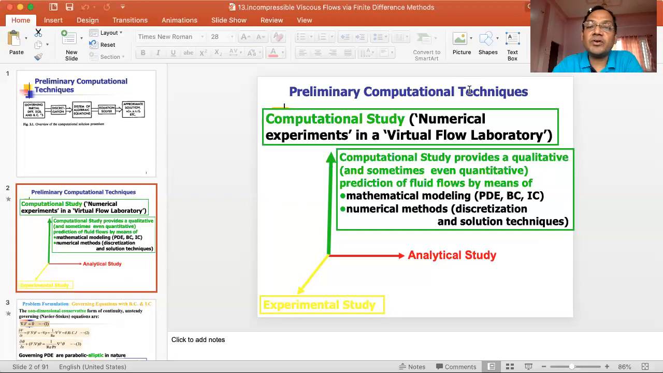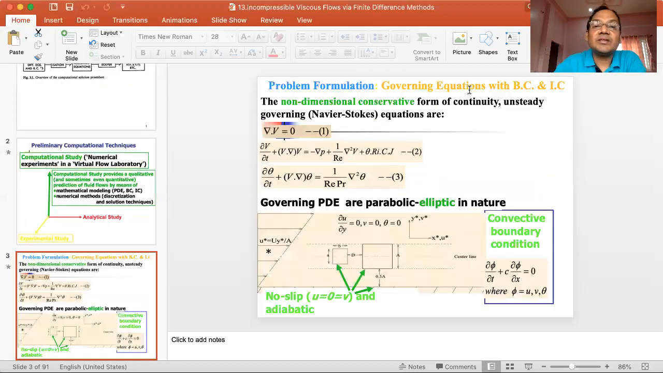So for that, first of all, you have to define the problem mathematically. For the given problem, you see what the PDE is, what the boundary conditions are, what the initial conditions are, then choose a suitable numerical technique and find the solution, as I told in the previous slide. For example, this is the continuity equation. This is the Navier-Stokes equation in vector form, and it is also in non-dimensional form. This is the Reynolds number. And this is the energy equation.